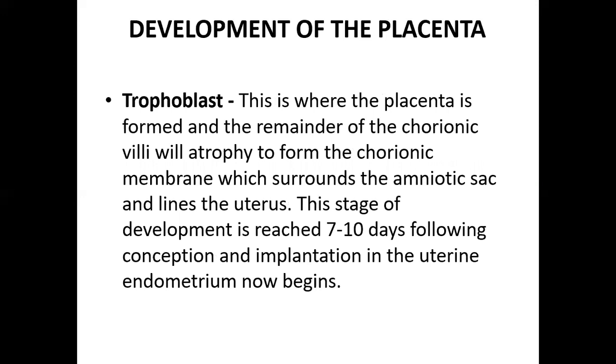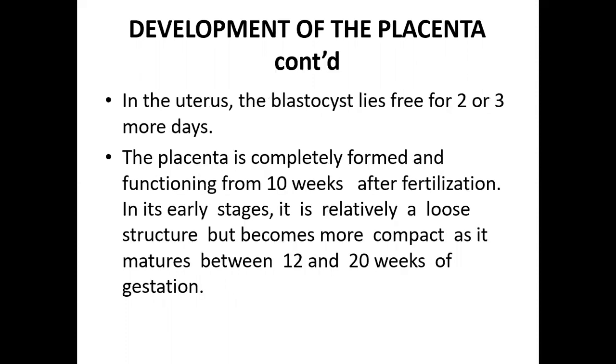Now, the development of the placenta is usually embedded with the trophoblast. This is where the placenta is formed, and the remainder of the chorionic villi will atrophy to form the chorionic membrane, which surrounds the amniotic sac and lines the uterus. So it is something that can be well understood when we go through notes again, which will be shared. So the trophoblast, this is where the placenta is formed, okay? And it's very important for us to take note.